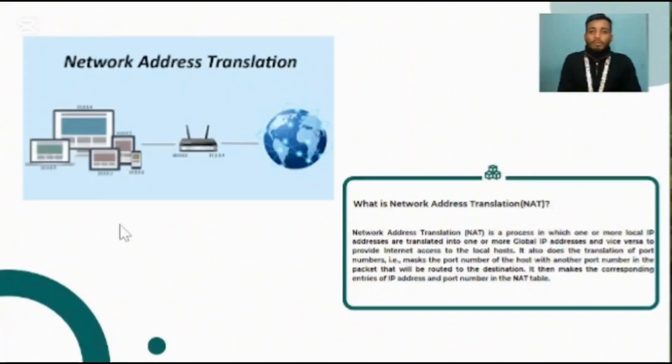Now I am discussing network address translation. Network address translation is a process in which one or more local IP addresses are translated into one or more global IP addresses and vice versa to provide internet access to the local host. It also does the translation of port numbers. For example, it marks the port number of the host with another port number in the packet that will be routed to the destination. It then makes the corresponding entries of IP addresses and port numbers in the NAT table.